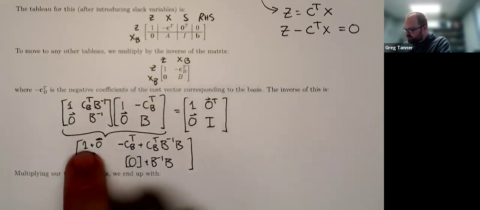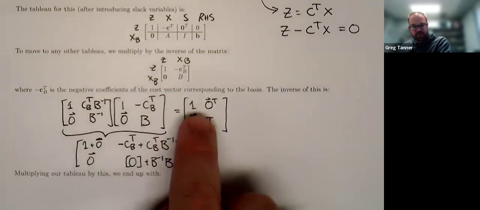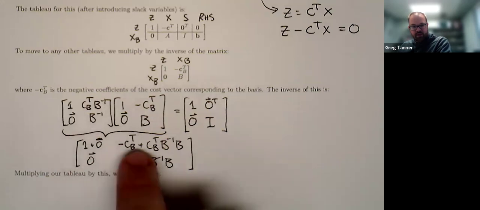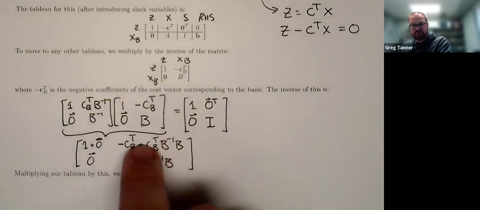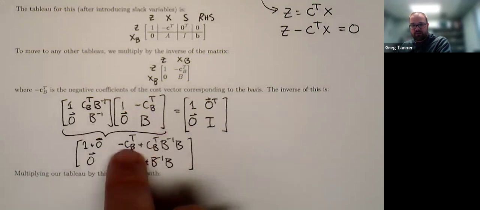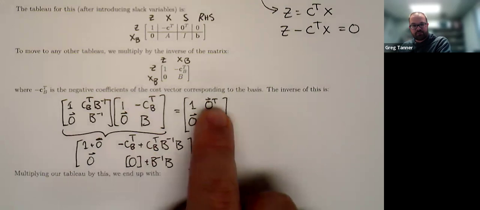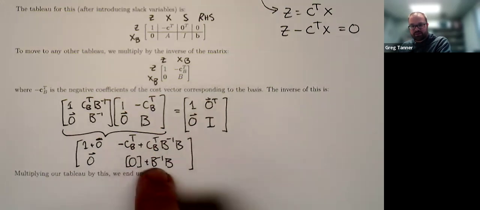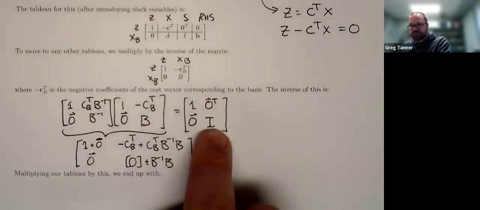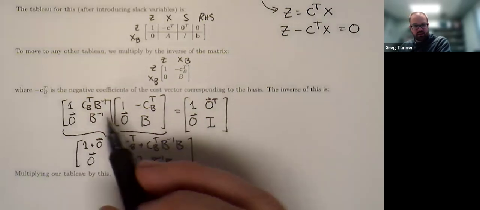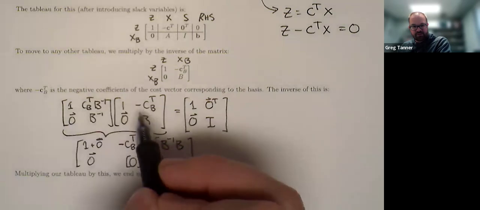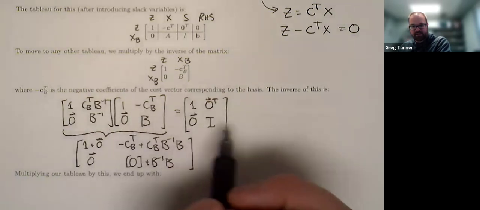Okay. So 1 plus 0 is 1. That's what we want there. We get a 0 vector here. That's good. Up here, B inverse times B is the identity matrix. So that essentially disappears and it leaves us with negative CB transpose plus CB transpose. And those will then cancel each other out and give us 0. Finally, down here, we got 0 plus B inverse times B is the identity. And so 0 plus the identity is just the identity matrix. So this is our inverse of this, since they multiply together to give us the identity matrix.